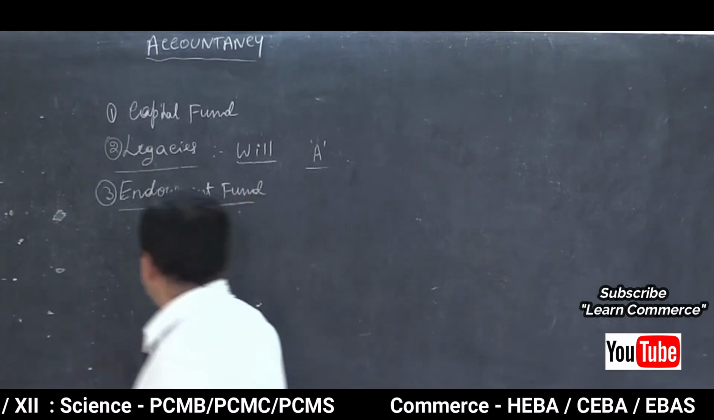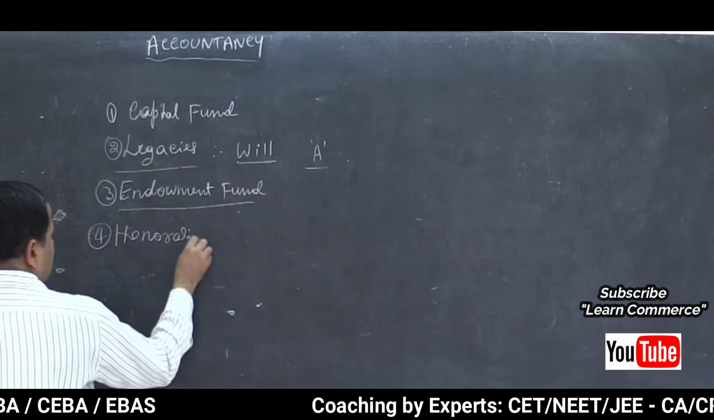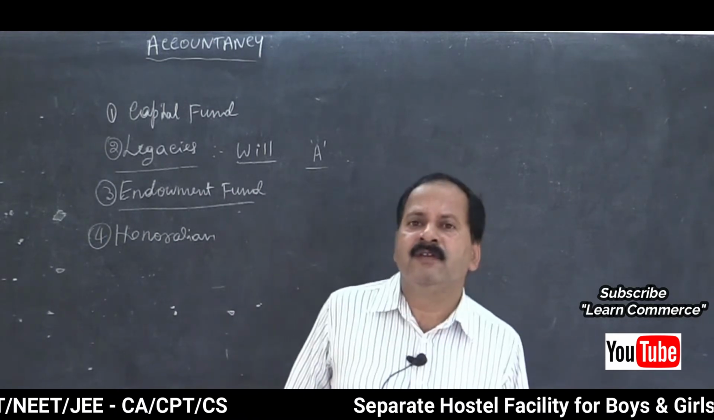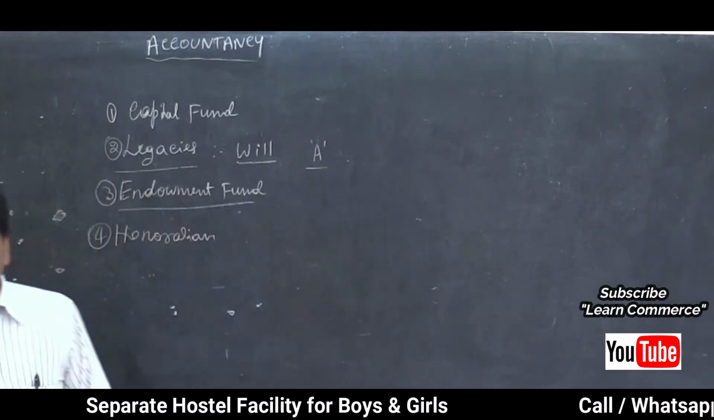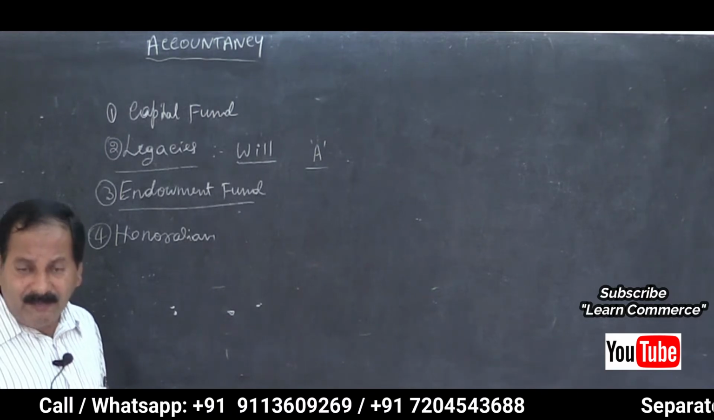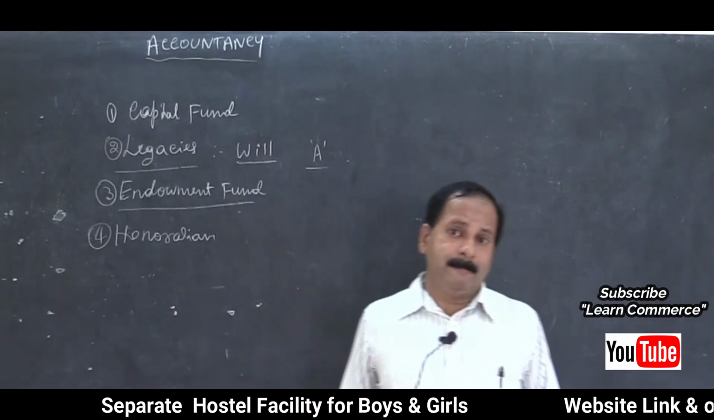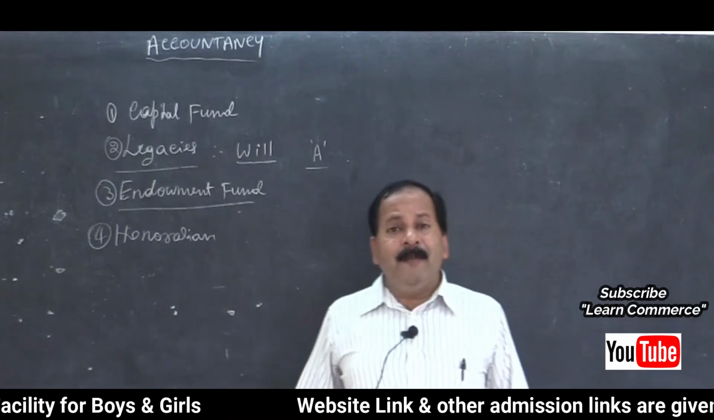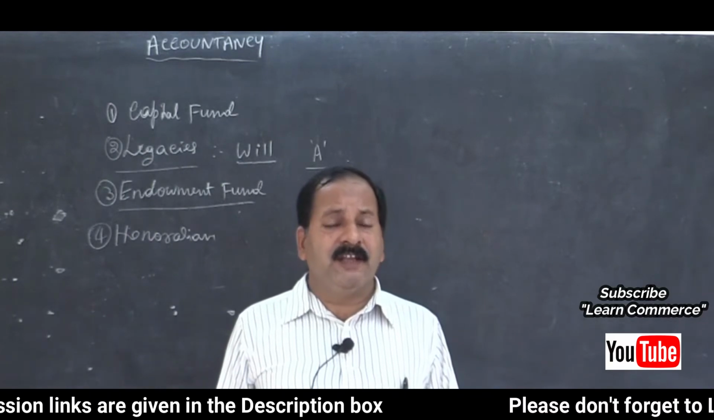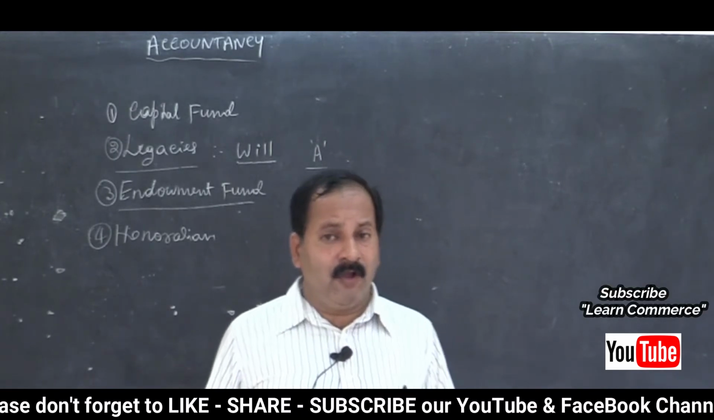Then the next one is honorarium. Honorarium is nothing but, instead of paying salary, in case of trading concerns we pay salary to the employees, right? But in case of not-for-profit organization, they are established for providing service to the society at large. Their intention is not to earn profit. So what we will do is, we will appoint someone as part-time employee, or secretary, we will call them as secretary, isn't it? Or president, or whatever the name you call.